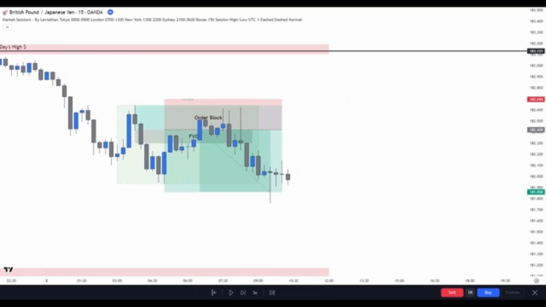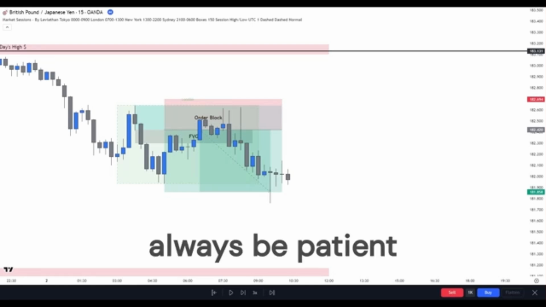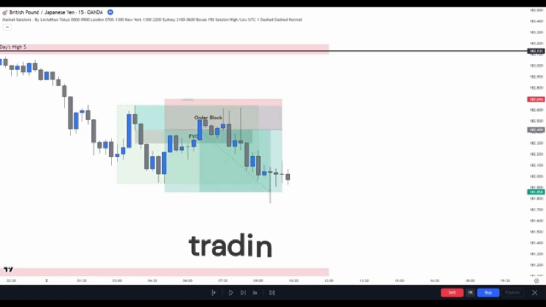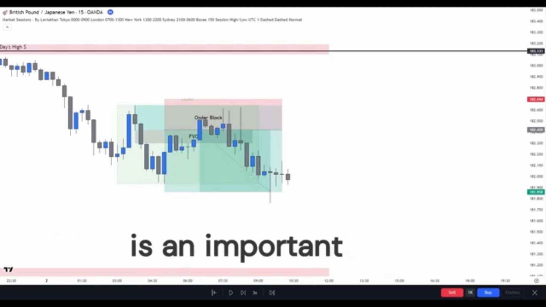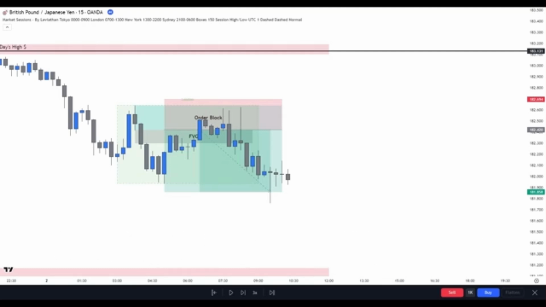Now these were some examples of how you can read the price action and market structure when the London Killzone begins. But remember, always be patient. If the trade does not align with your trading plan, you can always pass it. More trades do not mean more profit. So waiting for high-quality trades and filtering the low-quality trades is an important skill to develop.